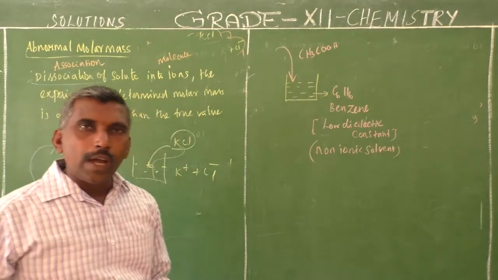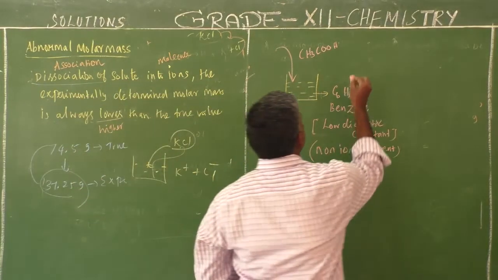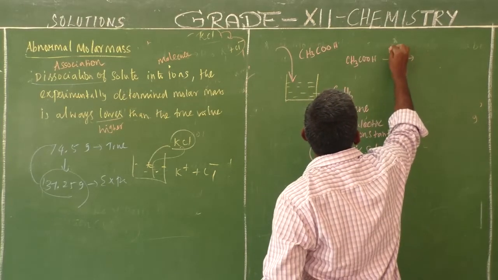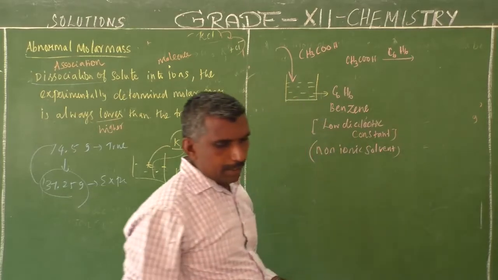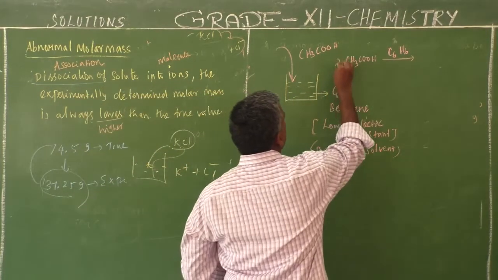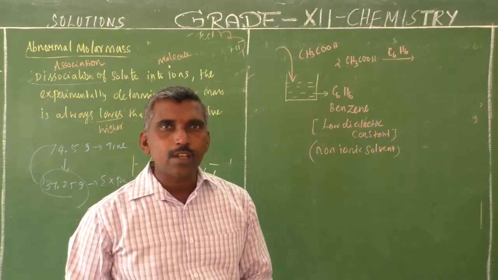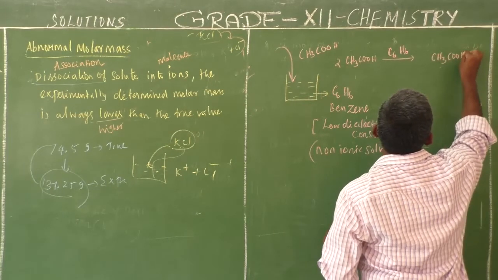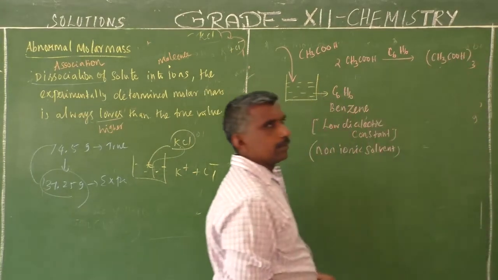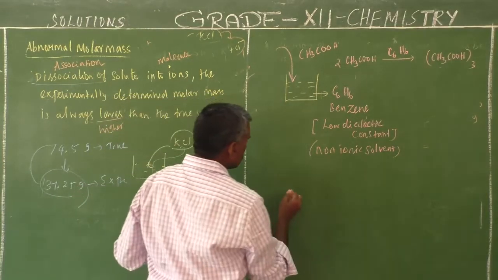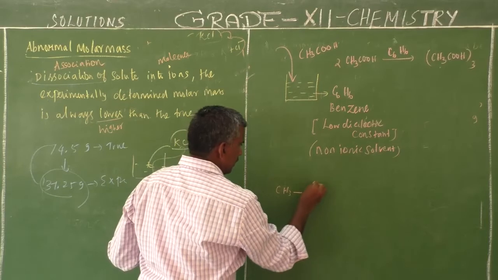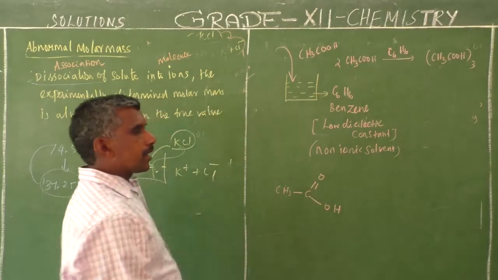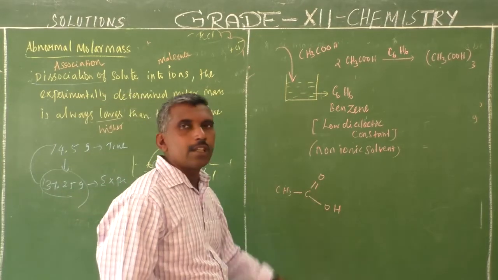What happens when you add the acetic acid? What happens when acetic acid is added to the benzene medium, or dissolved in the benzene medium? Association takes place. Association means joining. Here two molecules are converted into one molecule. How? You see, CH3, C double bond O. This is acetic acid, with the structure CH3COOH.